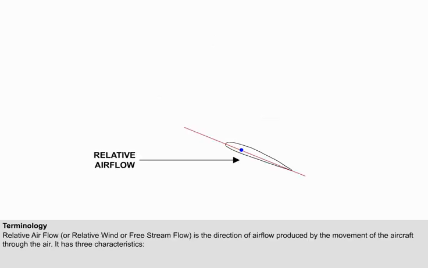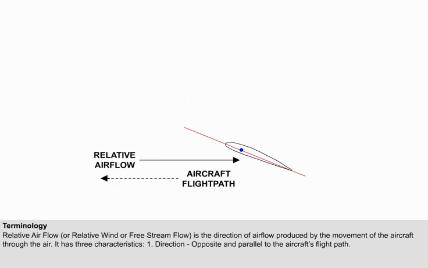Relative airflow, or relative wind, or free stream flow, is the direction of the airflow produced by the movement of the aircraft through the air, and has three characteristics. First, its direction is opposite and parallel to the flight path, which is the direction taken by the center of gravity. The aircraft's attitude is not a factor.